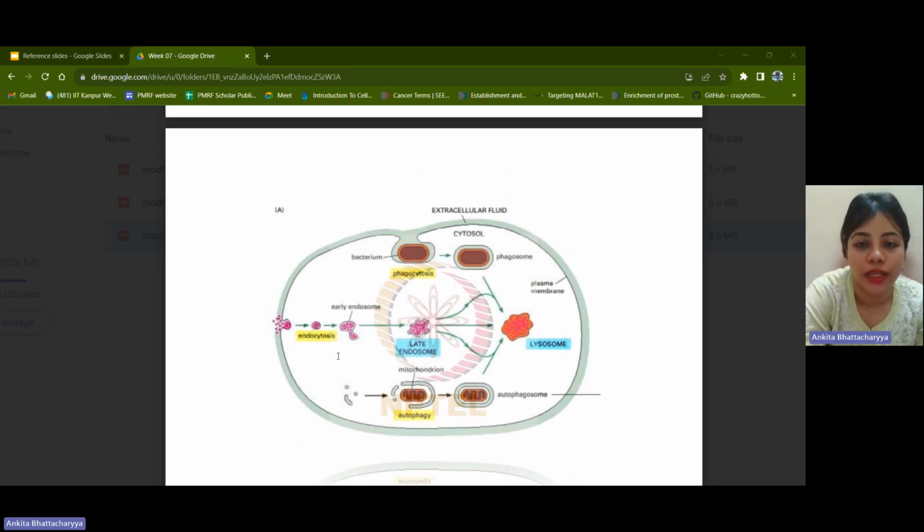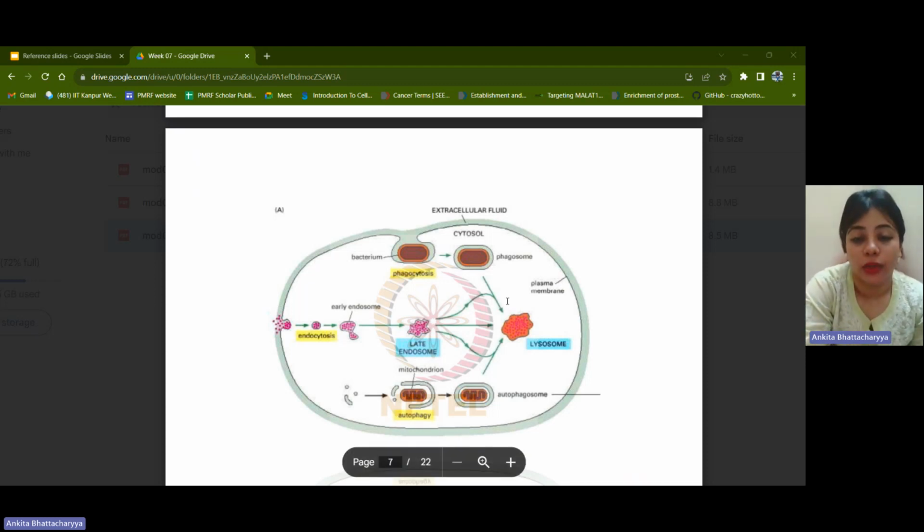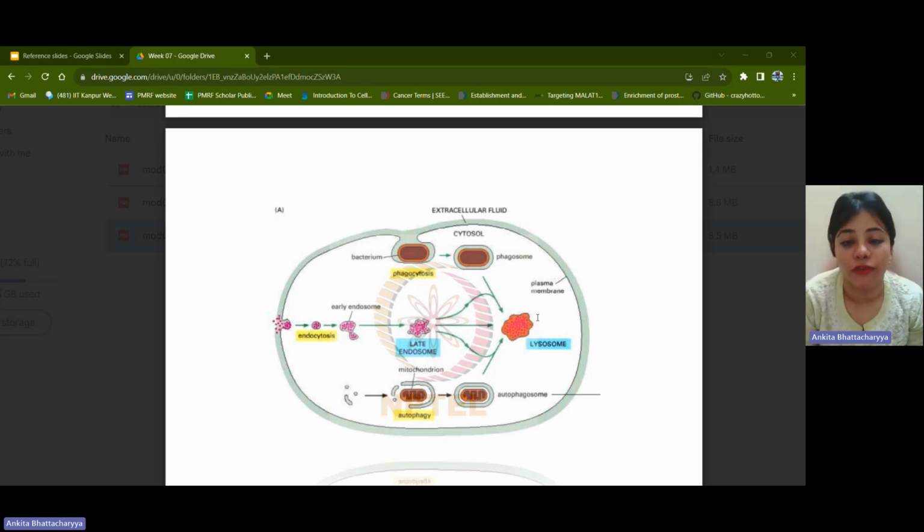But basically what is happening here is that when there is engulfment of a bacterial cell or any pathogen, in this case a bacterium, it is getting phagocytosed or localized into the cell. It forms a phagosome. Then that phagosome can fuse with the lysosome and form a phagolysosome, which can then undergo digestion. And what it eventually will do is kill the bacterium.